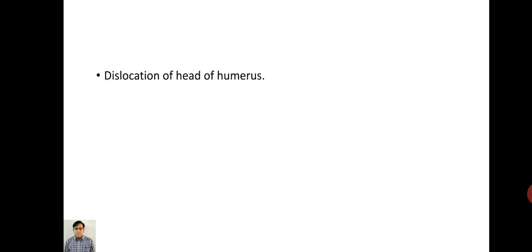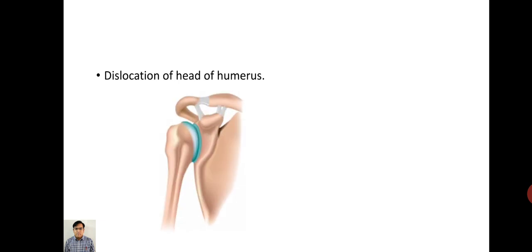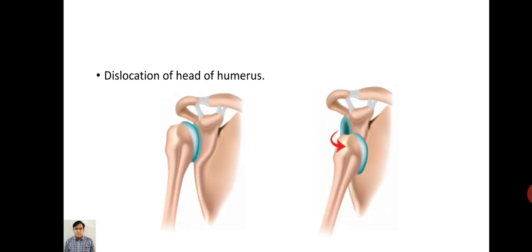Now dislocation of the head of the humerus. This is the normal shoulder joint, and this is the diagram showing the dislocation of the head of the humerus. Since the capsule of the shoulder joint is weak inferiorly, that's why inferior dislocation of the head of the humerus is common.